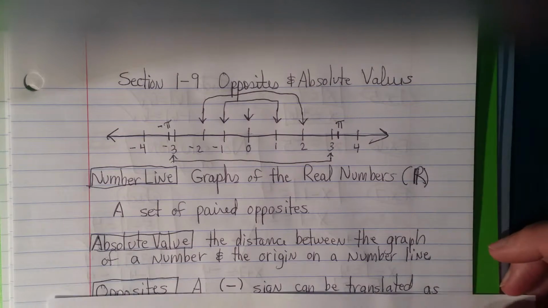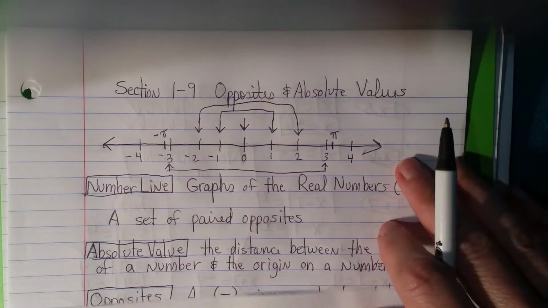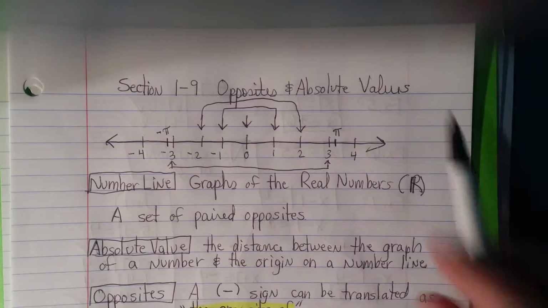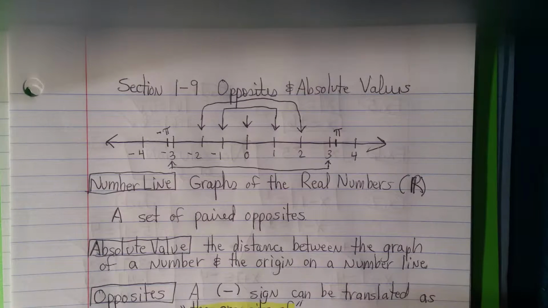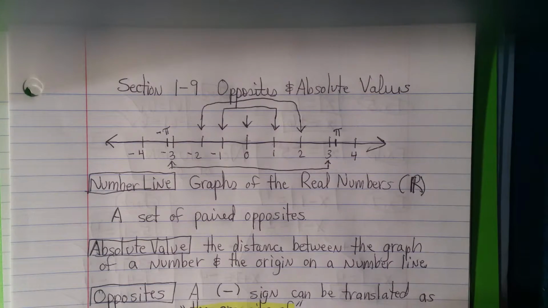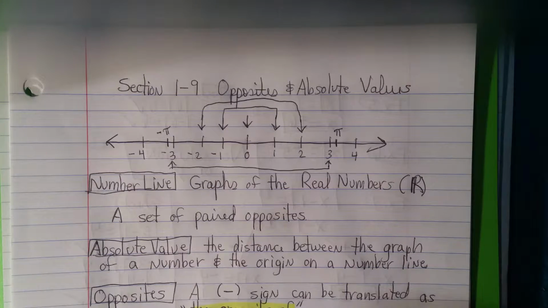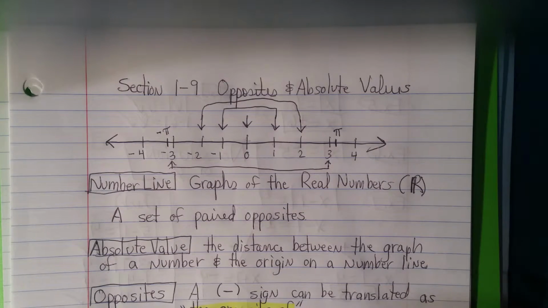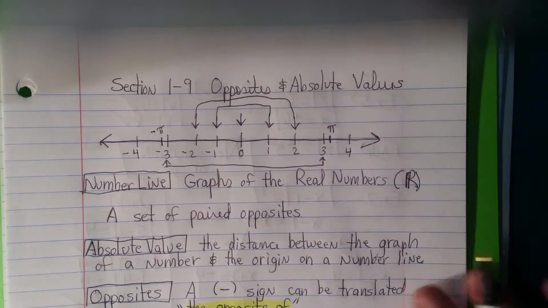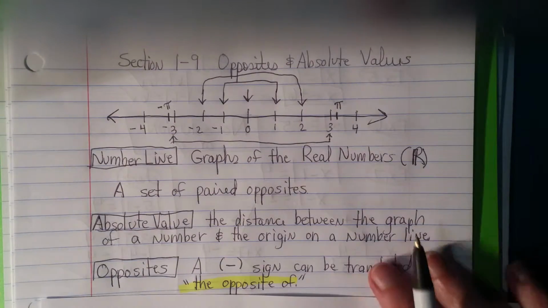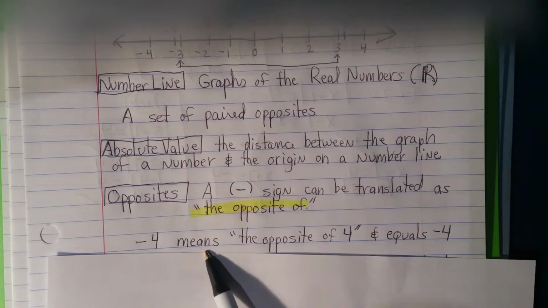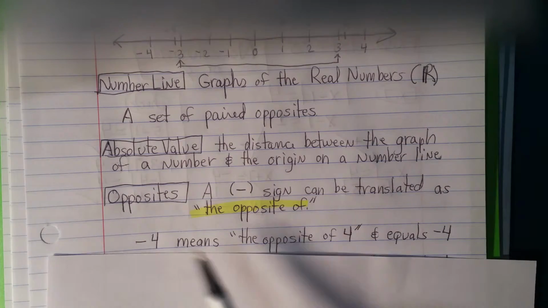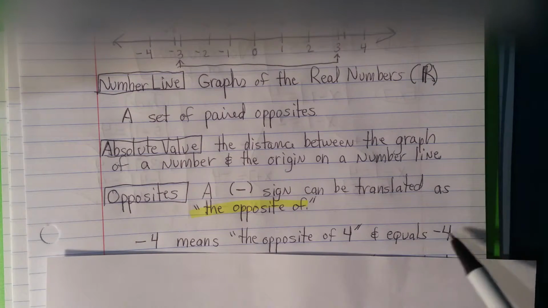Now in opposites, we talked about a little bit in terms of the number line, but a negative sign is used to show opposite in algebra. And a negative sign can be translated as "the opposite of." You could read it that way. -4 means the opposite of 4. Well, that equals -4.